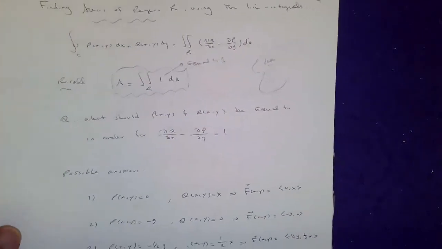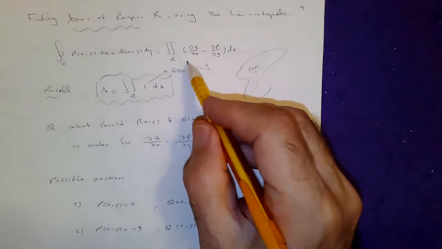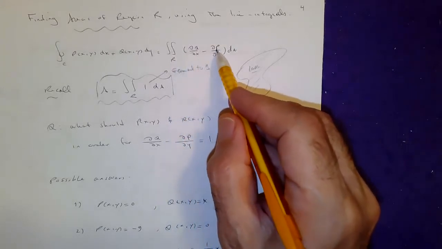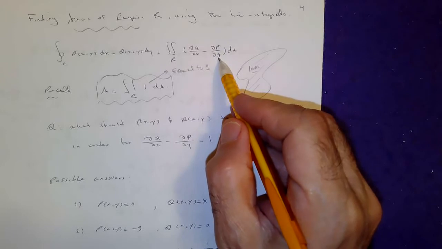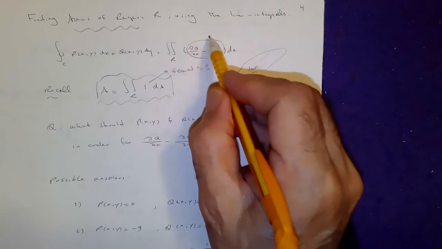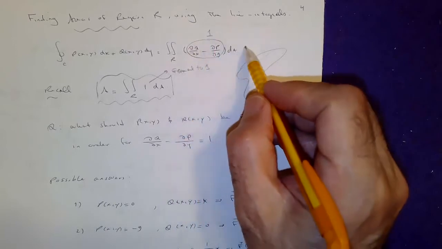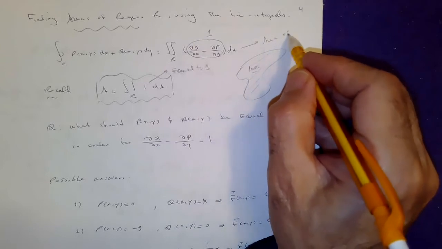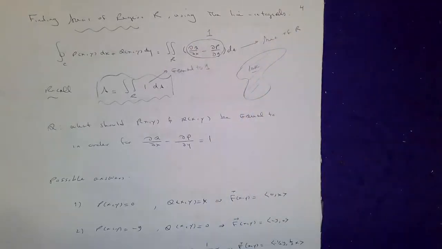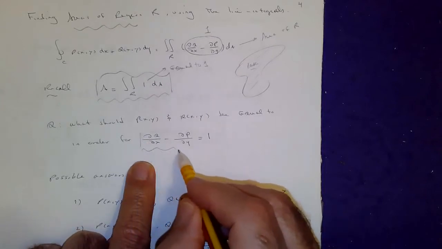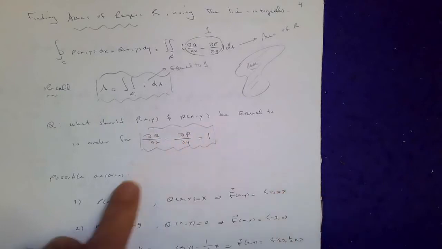So in Green's theorem, what did we have? We had the double integral of the partial of Q with respect to x minus the partial of P with respect to y. So if somehow this difference is equal to 1, then this will find the area of region R. So the question is, under which condition is this difference of two partials equal to 1?